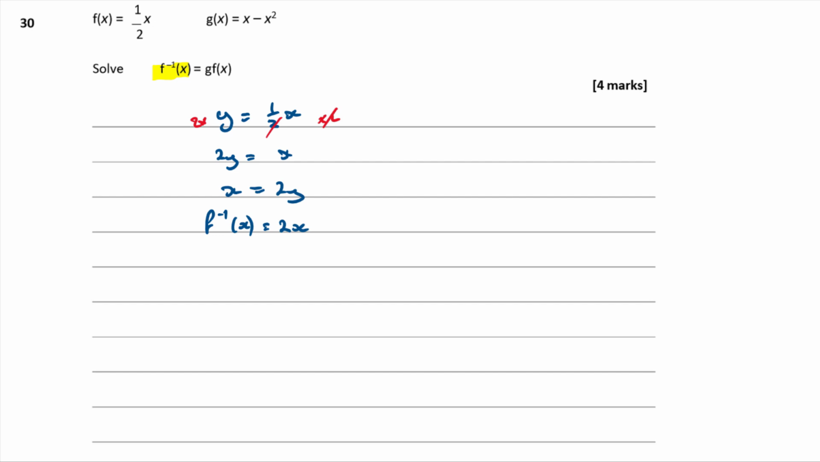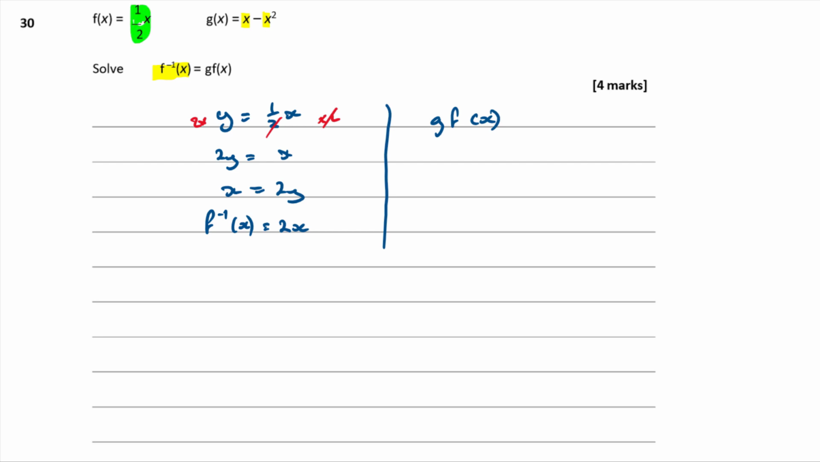Now we want to also know what g of f of x is, so I'm going to do that as well. g of f of x. Now that means take f of x and stick it inside g of x. Okay, so what we're going to do is, every place we see an x in g of x, we are going to sub in f of x, which is this expression here, half of x.